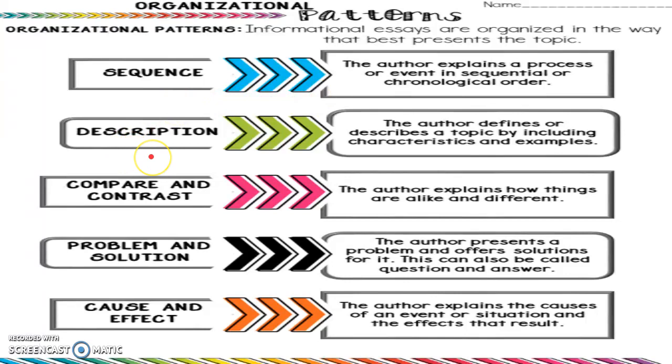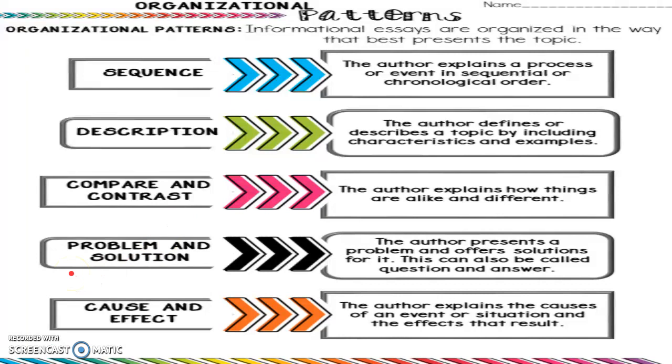We also have description. That's when the author defines or describes a topic and you include characteristics and examples. Compare and contrast, we talked about this as well. That's when you look at 2 or more things and you talk about how they're similar and how they're different. So when you're writing, you're probably going to have one paragraph that talks about their similarities, and then another paragraph that will talk about their differences.